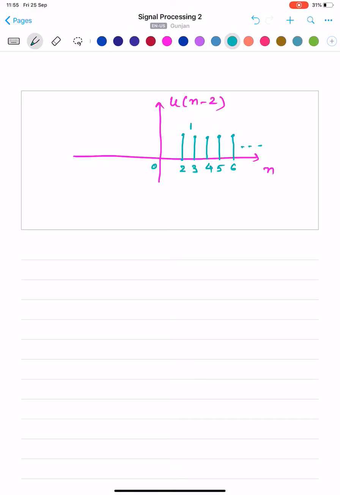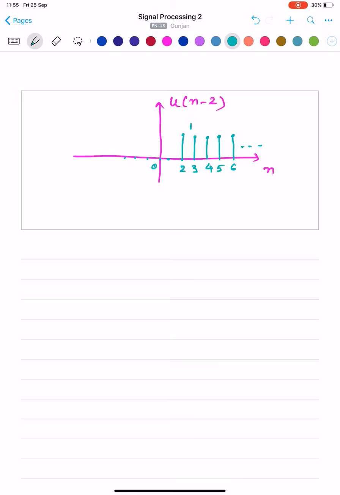This point is 1, which is 0, and if you want to represent 0, it's 0, and it's minus 1 and so on. So for all these points, the amplitude of the signal is 0.